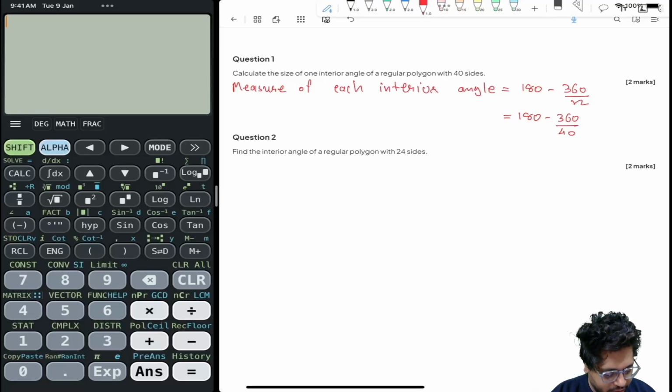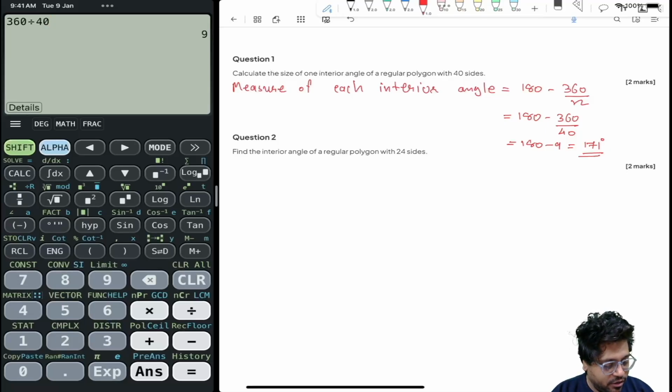Now in the calculator, let's do 360 divided by 40. So that is 9. So it's 180 minus 9. That is 171 degrees. Clear? So each interior angle of this regular polygon with 40 sides is 171 degrees. Let's see the second question.